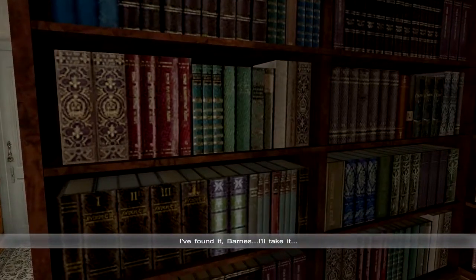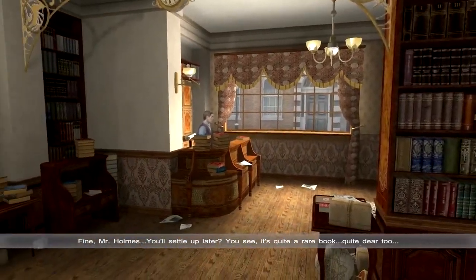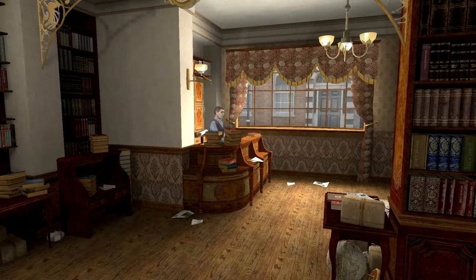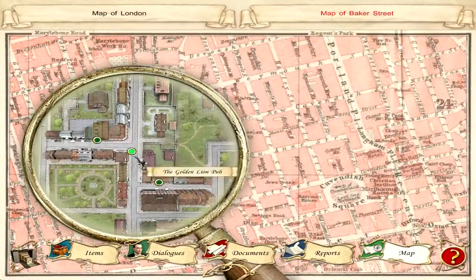I found it, Barnes. I'll take it. Fine, Mr. Holmes. You'll settle up later? You see, it's quite a rare book. Quite dear, too. Okay. With that, we're going to head to Baker Street.